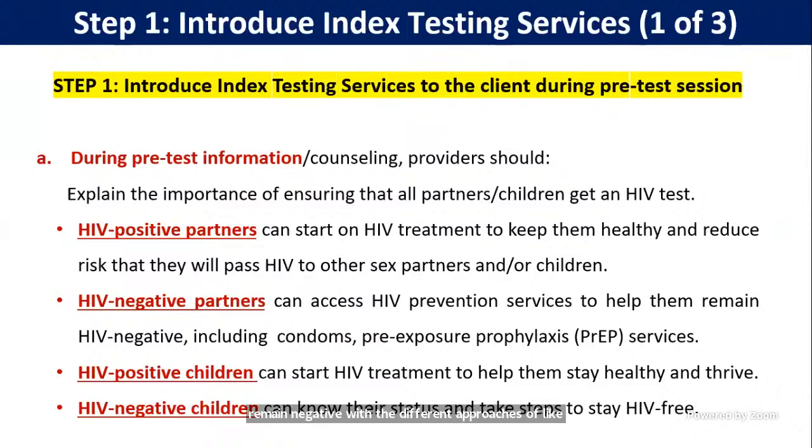And for children, you can say that we have observed high mortality among infants and children, so it will be good if they can be tested, and if they are positive, linked with treatment services. Similarly, negative children can be linked with services by which they can stay HIV free. So likewise, this much information can be provided during step 1.